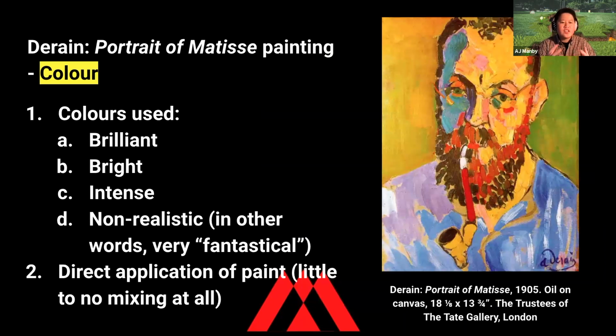Okay, so in terms of color, Derain used colors that were brilliant, bright, intense, and non-realistic, or in other words, very fantastical. And there's also a direct application of paint, meaning there's little to no mixing at all. There's some here and there, but for the most part, it's direct application of the paint from the tube onto the canvas.